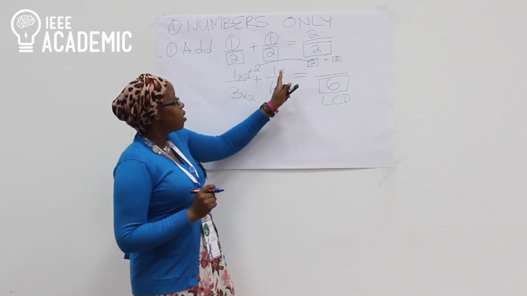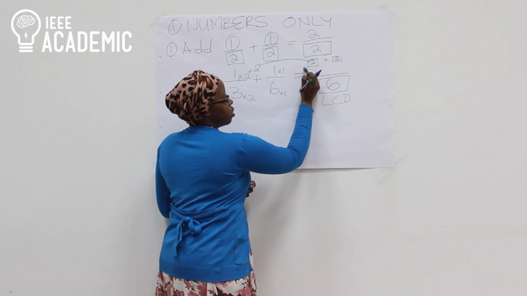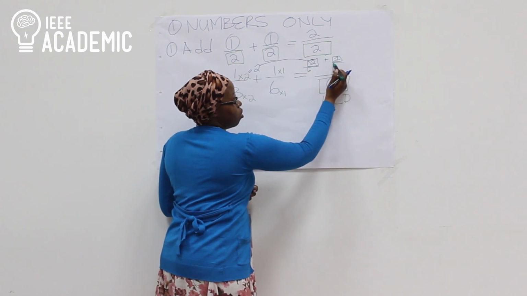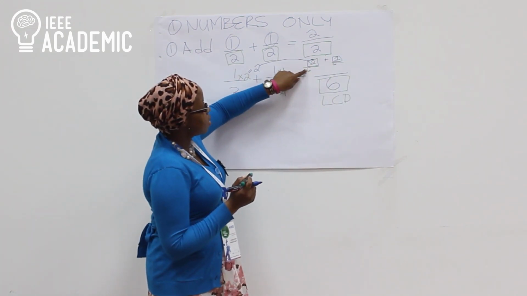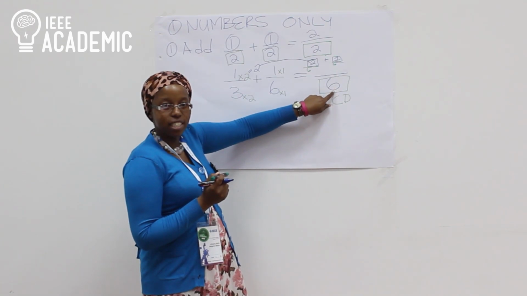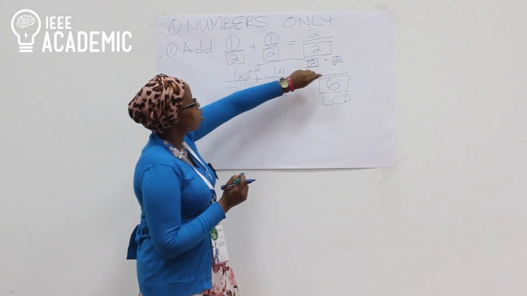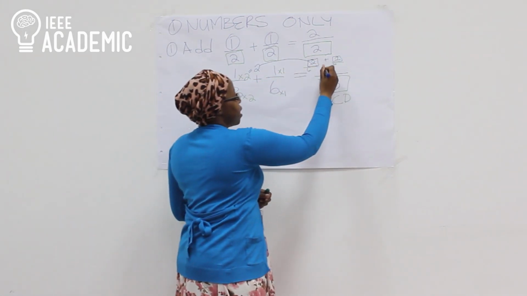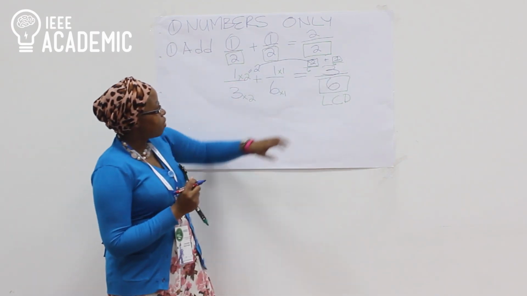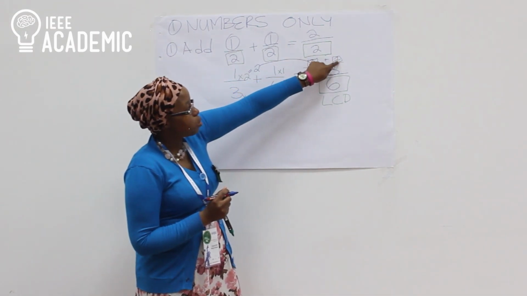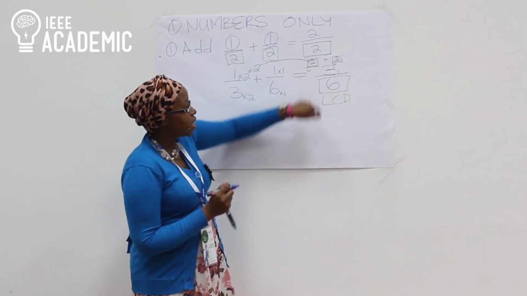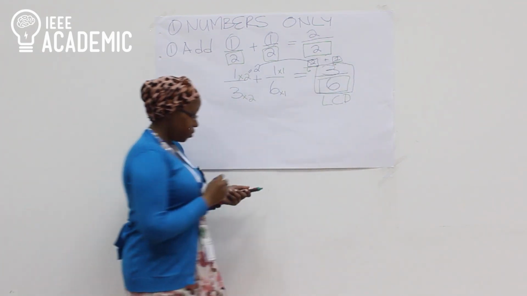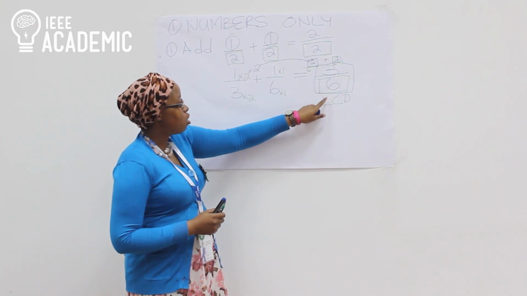So now we have 2 over 6 plus 1 over 6. So this 6 represents the lowest common denominator. So you can treat it as 2 plus 1, which is 3, our final answer for our numerator, making our final answer for our fraction 3 over 6. So our final answer is 3 over 6.